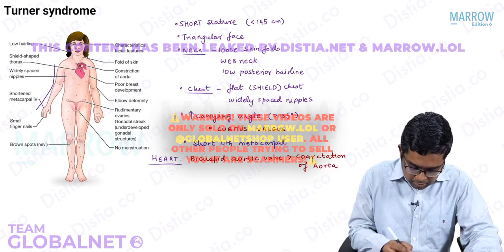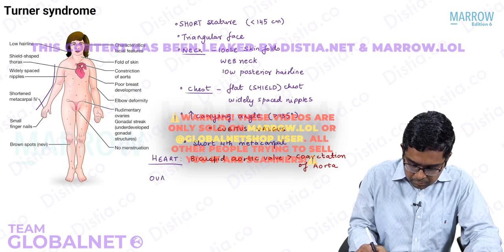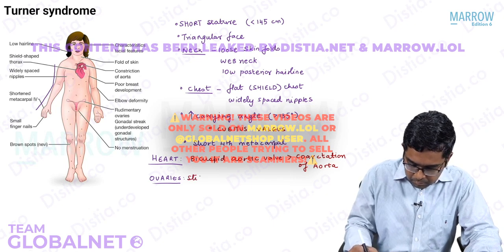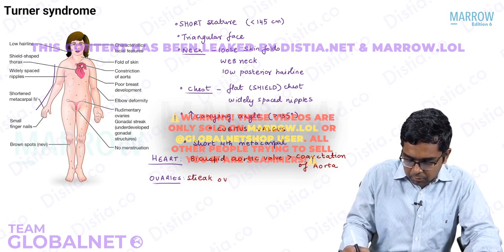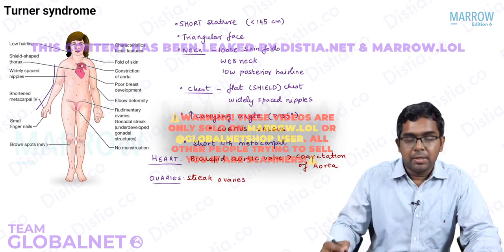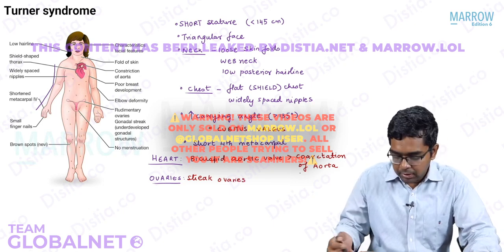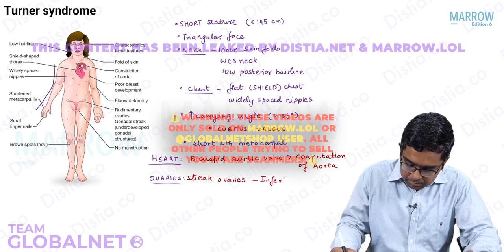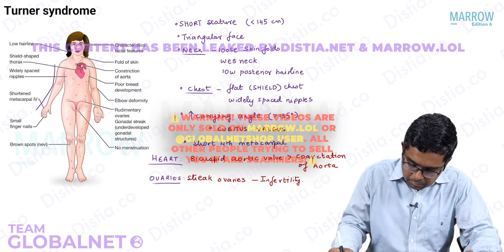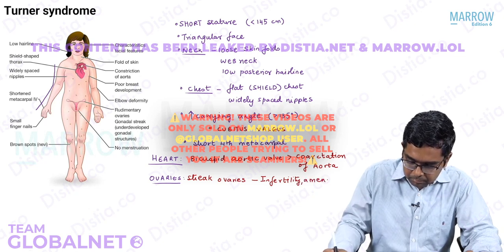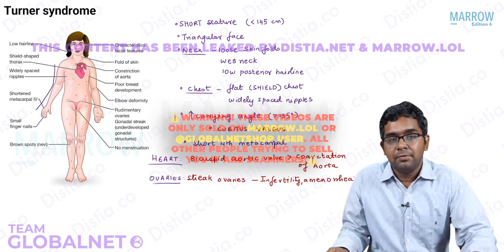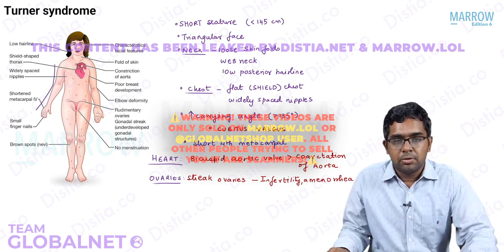Okay, and in the gonads, that is the ovaries, the ovaries are not well developed, what is called the streak ovaries. And because of streak ovaries, the estrogen production is very low, and this results in the problems of infertility and amenorrhea. These are the characteristic clinical features of a child with Turner syndrome.